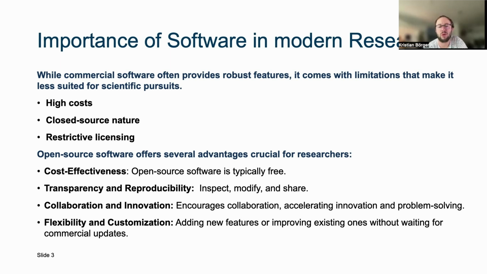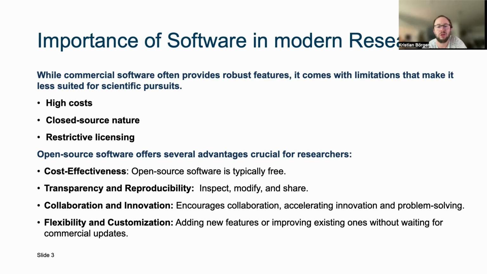On the other hand, open source software offers several advantages which are crucial for researchers, which are, for example, cost effectiveness. So the open source software is typically, not generally, but typically free. We have transparency and reproducibility, so we can inspect, modify, and share the code. And developers of open source code usually encourage people to collaborate, which is accelerating the innovation and problem solving on the software. And we have flexibility and customization. So adding new features or improving existing ones can be done by yourself without waiting for commercial updates.